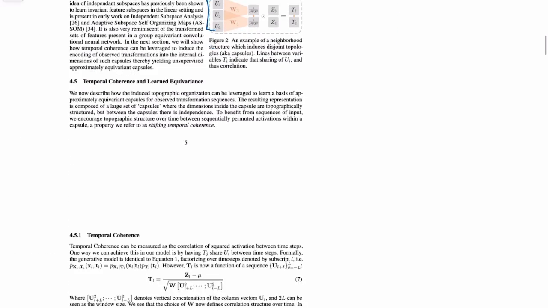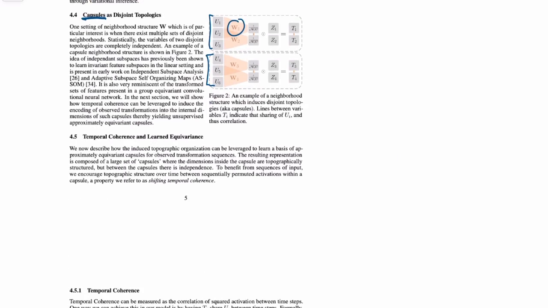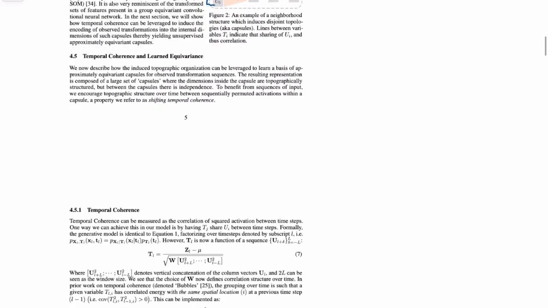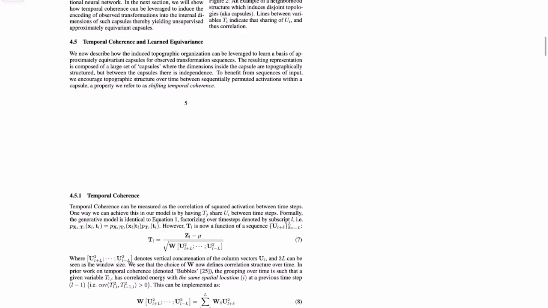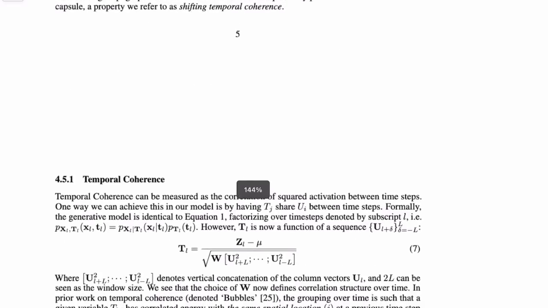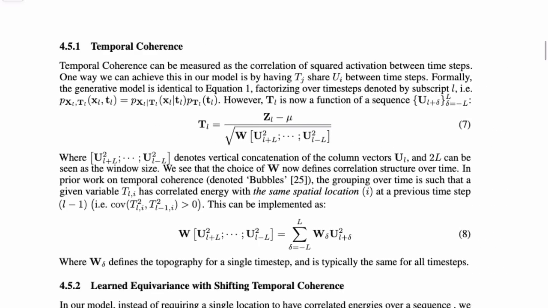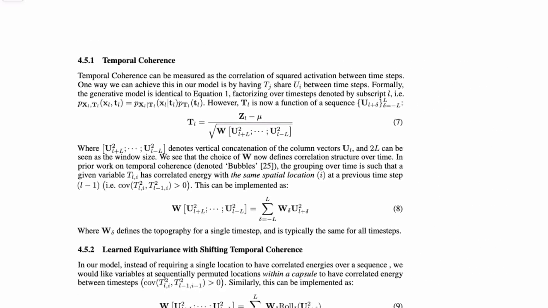I don't know why the capsule terminology necessarily enters this paper, but they want to draw a connection here. So, temporal coherence. Now we get to how we organize this latent space such that the roll operation now also gets in.